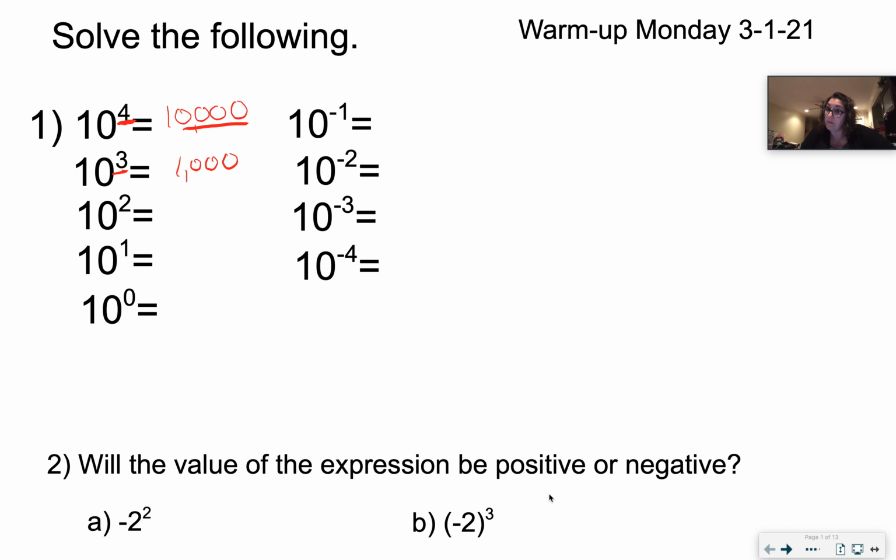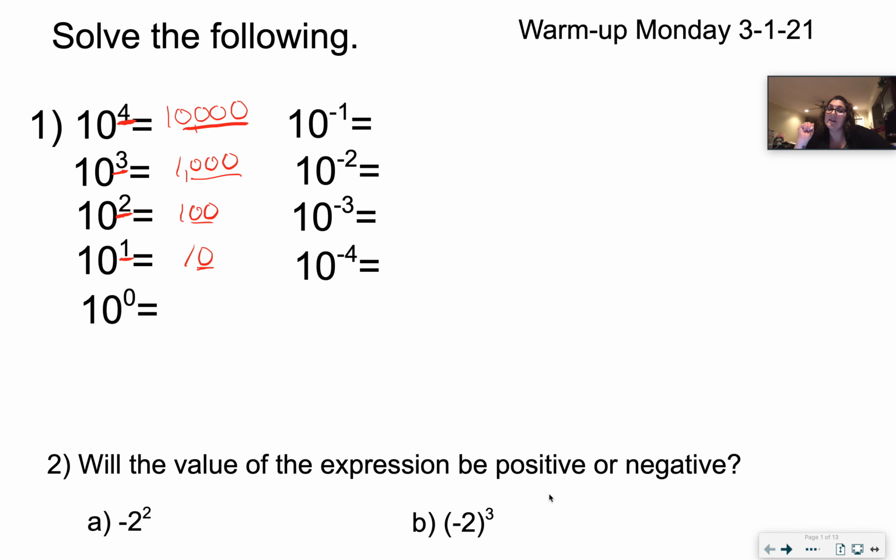And I have how many? 3 zeros. There's a pattern. Do y'all see the pattern? 10 to the 2nd power is just 10 times 10. So that's 100. Notice I have an exponent of 2 and I have 2 zeros. So do y'all notice the pattern? 10 to the 1st power is just 10. My exponent's a 1. How many zeros do I have? Just 1 zero. 10 to the 0 power.